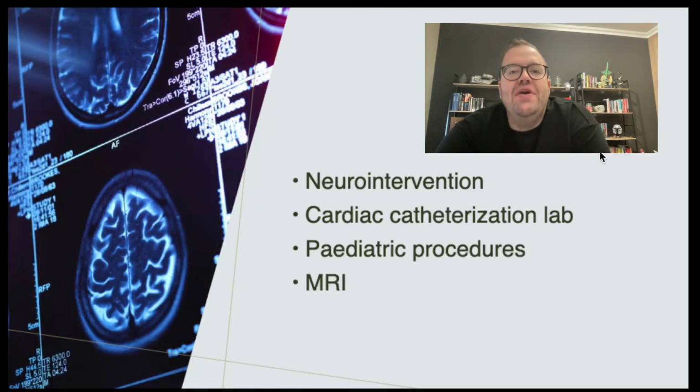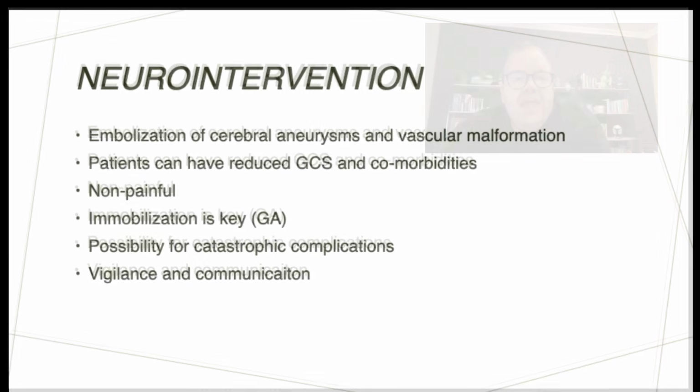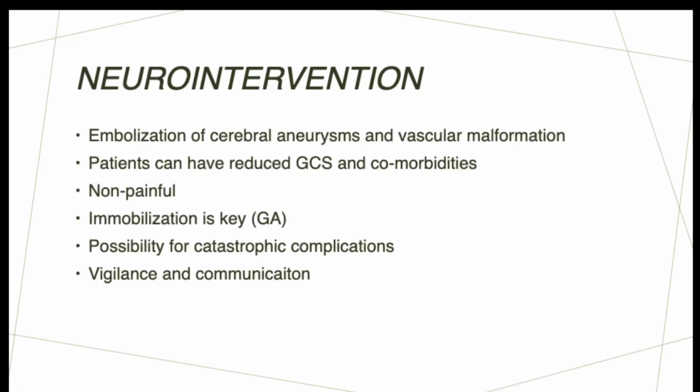So number one, neurointervention. So neurointervention most commonly is the embolization of cerebral aneurysms and vascular malformations. Patients can have a reduced GCS and often have comorbidities. If you're having a ruptured cerebral aneurysm and a subarachnoid hemorrhage, you're often not a young, healthy person. The procedure is not painful, but immobilization is key.